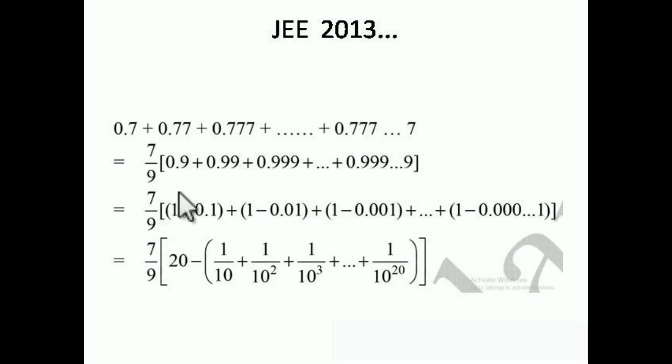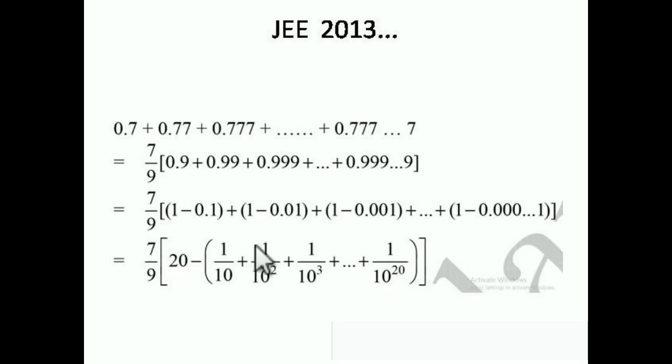So we can write 0.9 as 1 minus 0.1. Here it's 1 minus 0.01. Here it's 1 minus 0.001, up to 1 minus 1 upon 10 raised to 20. Now add up these 1s. How many times? 20 times. So it becomes 20 minus, this is 1 by 10 plus 1 by 10 square plus 1 upon 10 cube up to 1 upon 10 raised to 20, because we are finding the sum for the first 20 terms.